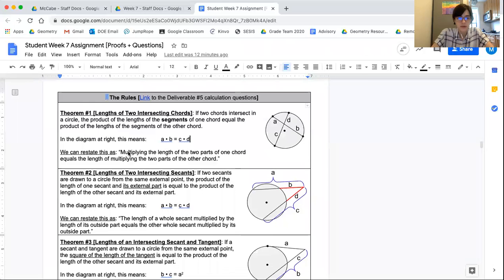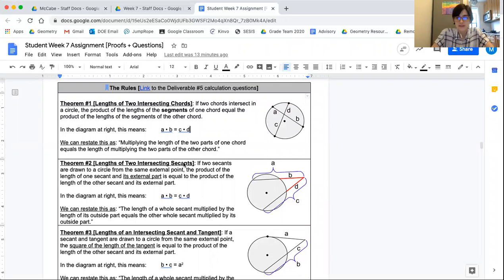Theorem 2 is about 2 intersecting secants. Remember, secants are chords that then keep going. They extend beyond the circle. So here it is extending beyond the circle. And this secant intersects this secant. This theorem says the value of A, which is the whole length of this secant, times the value of B, which is just the external piece of that secant, equals C, this whole secant, times D, its external bit.